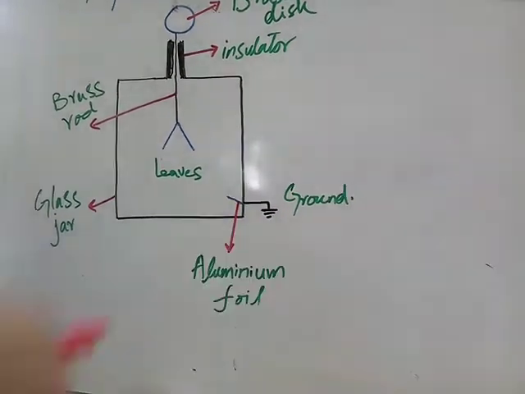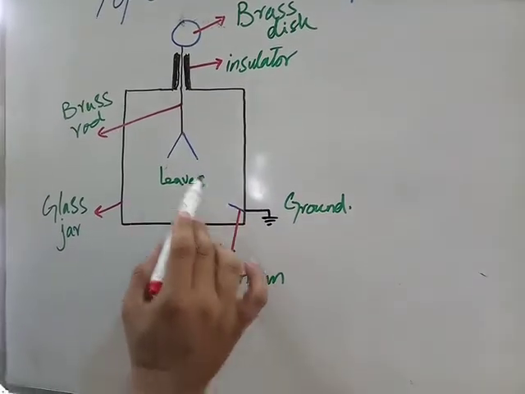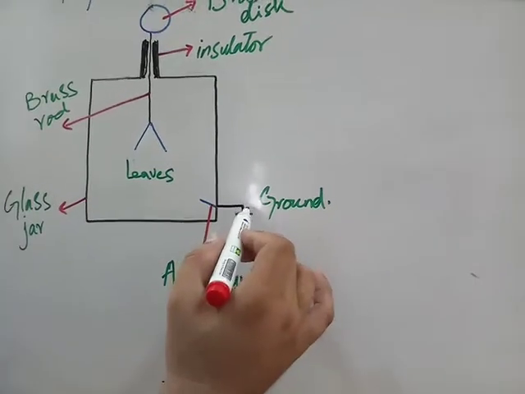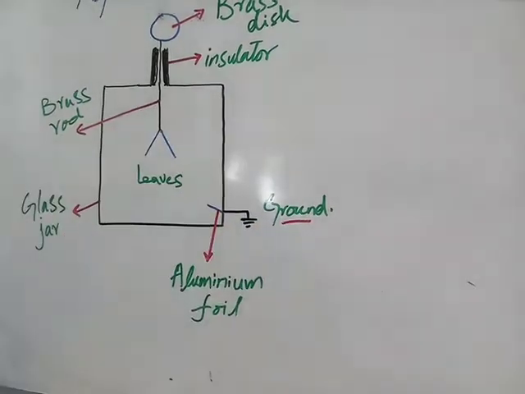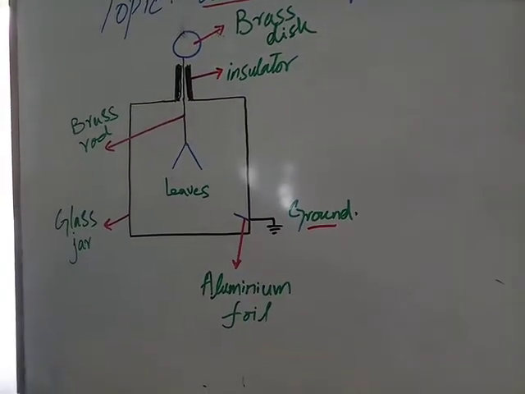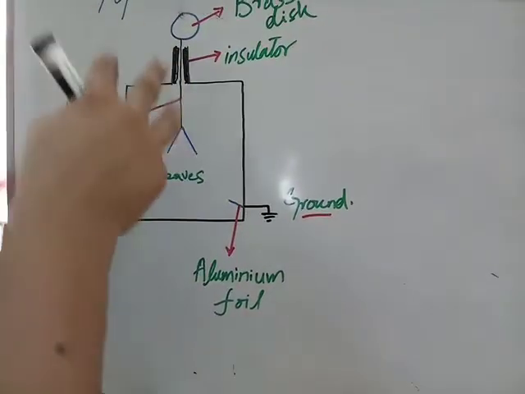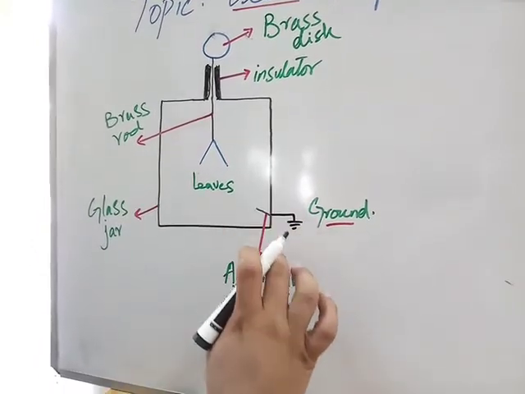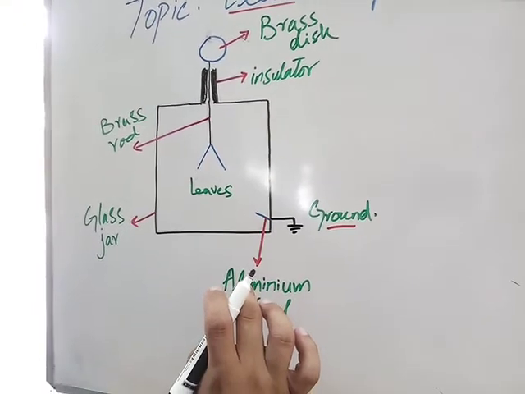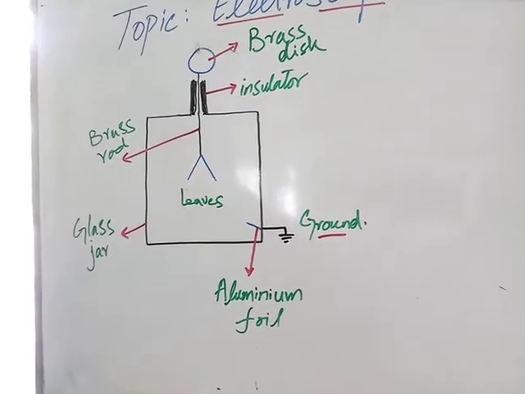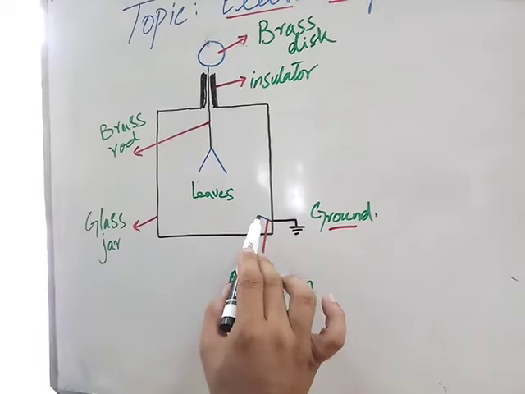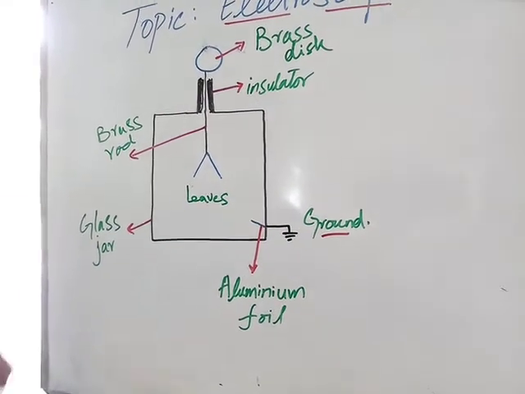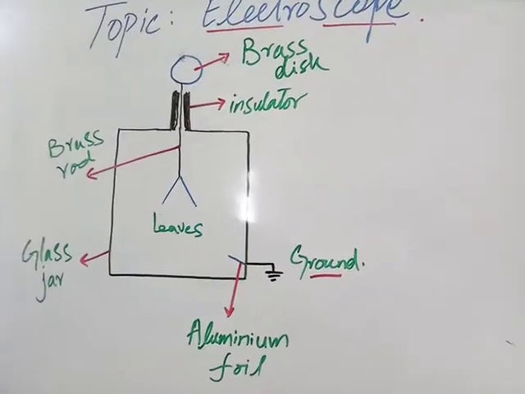And this is aluminium foil, which keeps the two leaves from being disturbed by external charges. It is connected by a copper wire to ground, this symbol being the ground symbol. The whole assembly is fitted in a glass jar, and we place the aluminium foil inside the lower portion of the jar, grounded by a copper wire. The aluminium foil protects the leaves from external electrical disturbance. So this whole thing is an electroscope, used for detecting charge.